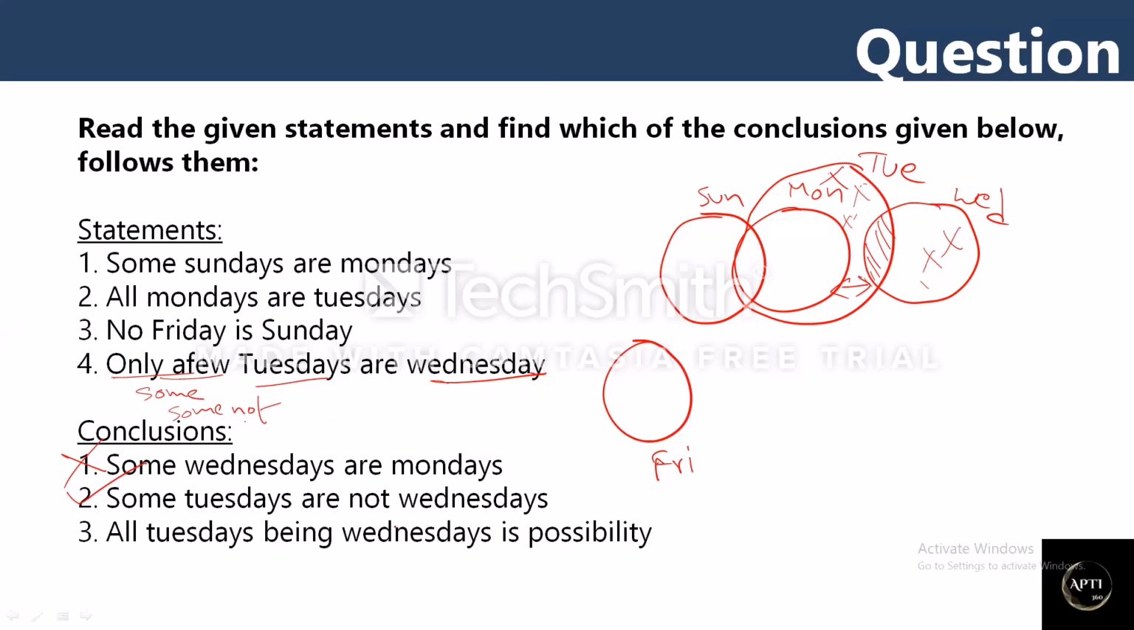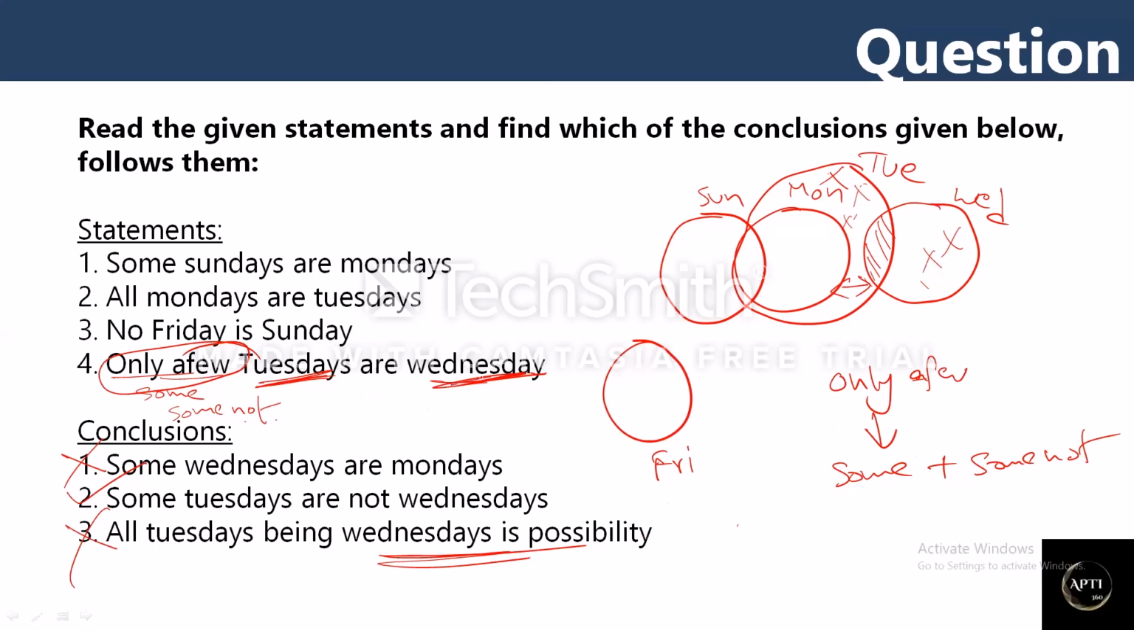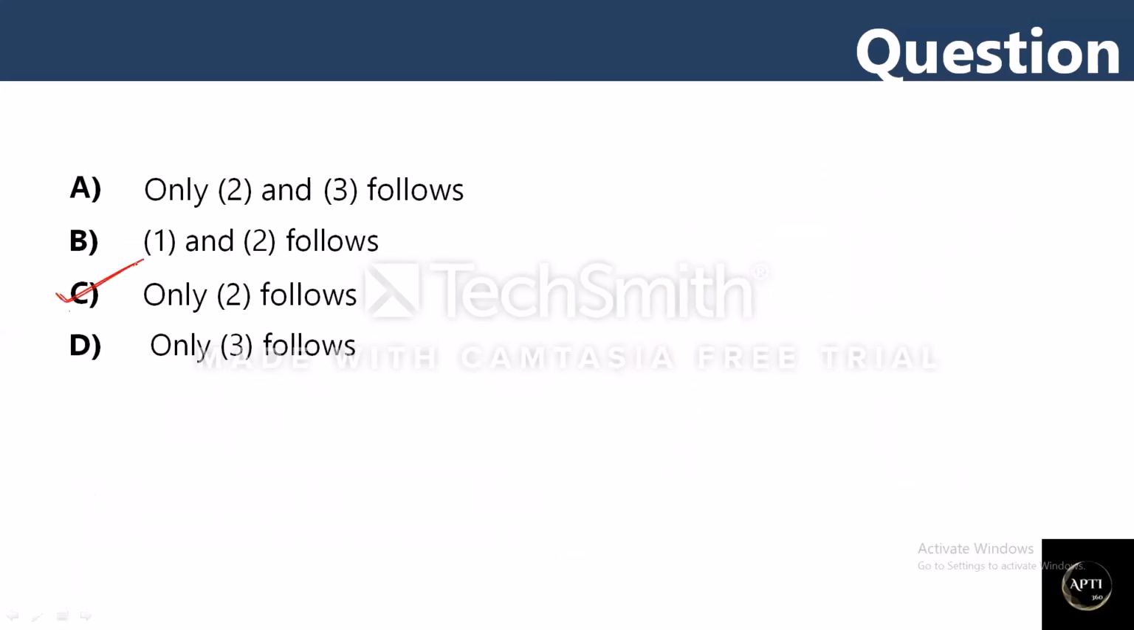Next, all Tuesdays being Wednesdays is possibility. I can surely say that it is wrong. Is it possible or not? It is not possible, because some Tuesdays are not Wednesdays, right? How can all Tuesdays being Wednesdays be possible? No, because only a few. Here the entire question logic is where most students will go wrong, because only a few means some plus some not. Here all Tuesdays being Wednesdays is not possible, because some Tuesdays are not Wednesdays. So conclusion 3 is wrong. Which conclusion is correct? Only 2. So which option is correct here? Option C, only 2 follows.